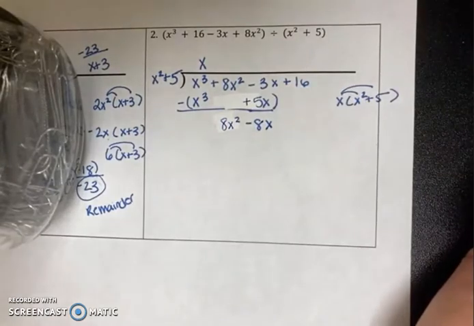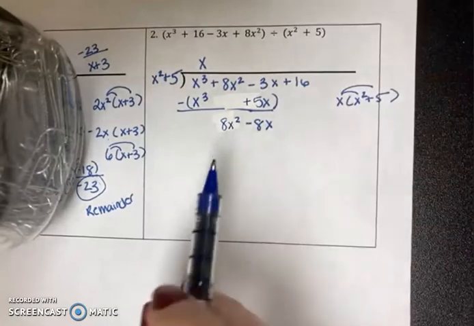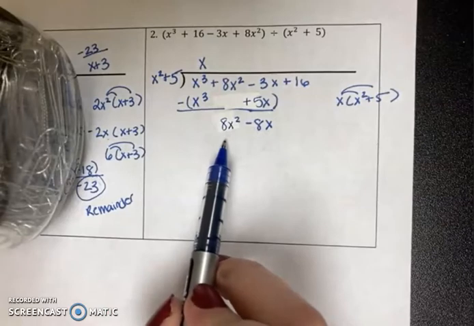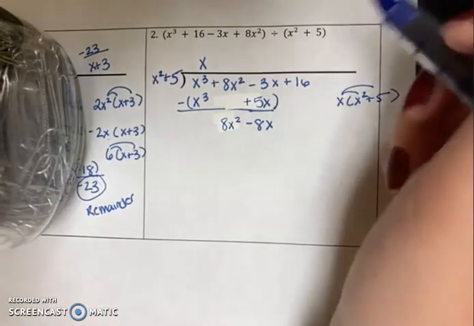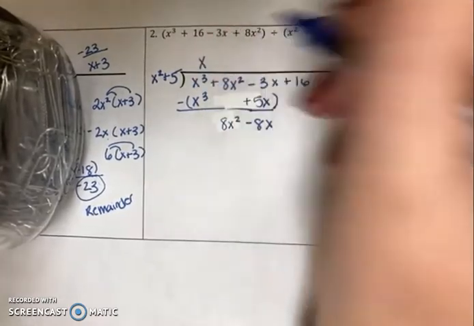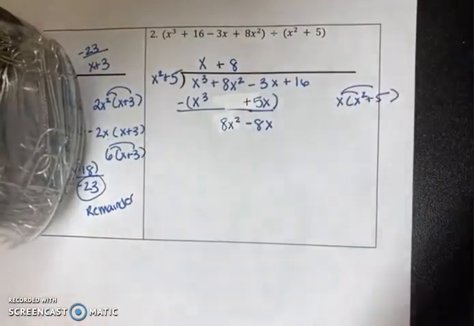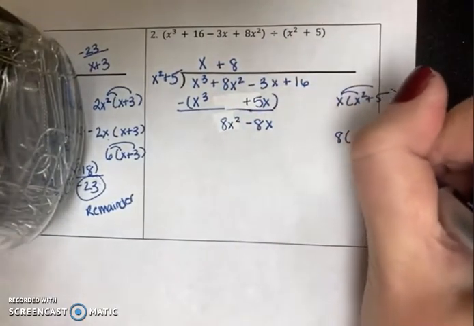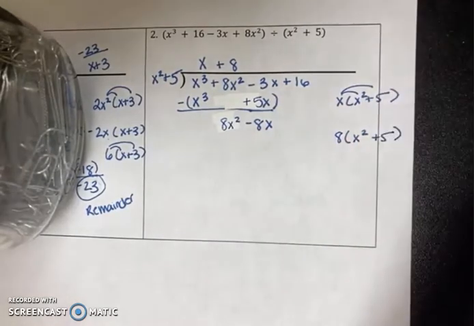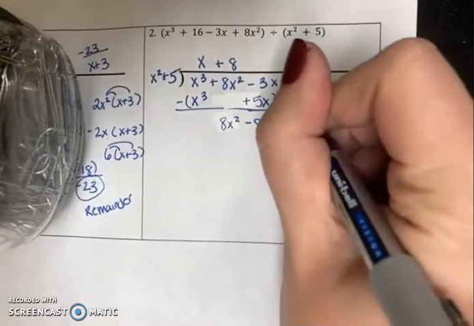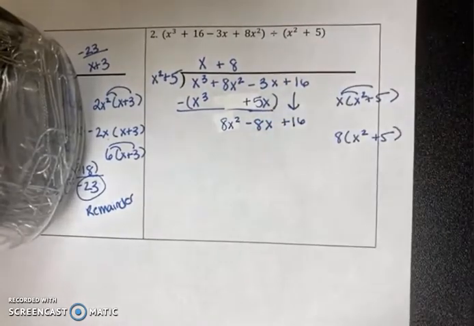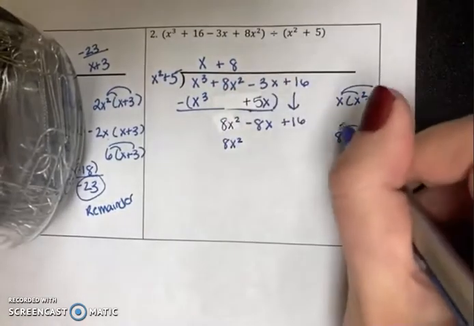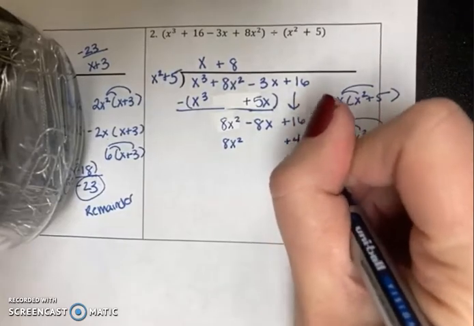Okay? And then I need to ask myself, what do I need to multiply x squared by in order to get an 8x squared? Well, that would be really simple. It's just an 8, so plus 8. Now I'm going to write off on the side 8 times the x squared plus 5. So that gives me, oops, forgot to bring up the plus 16. I was wondering what looked different. So that gives me 8x squared and then a plus 40.